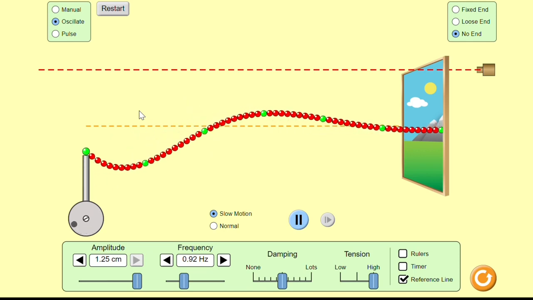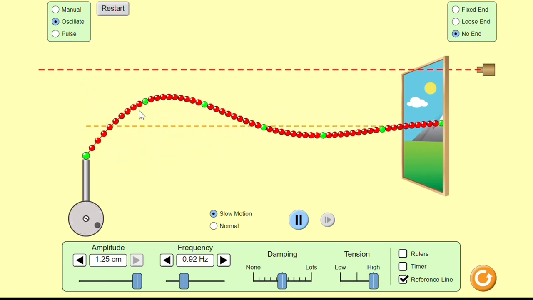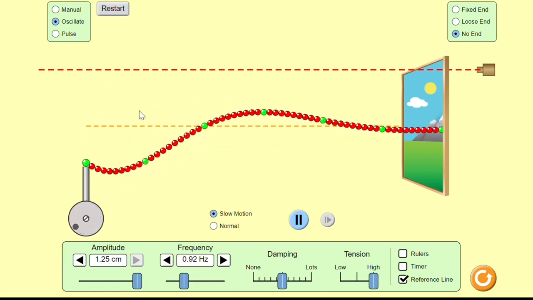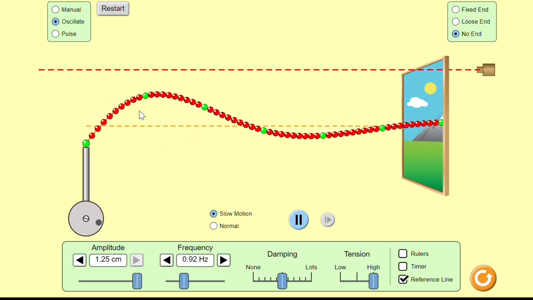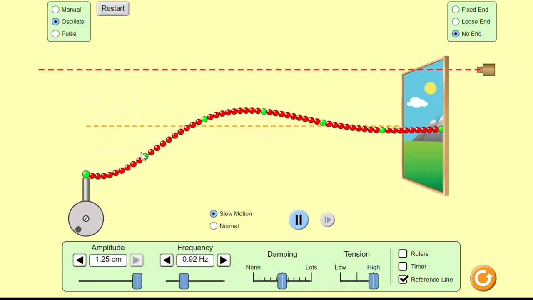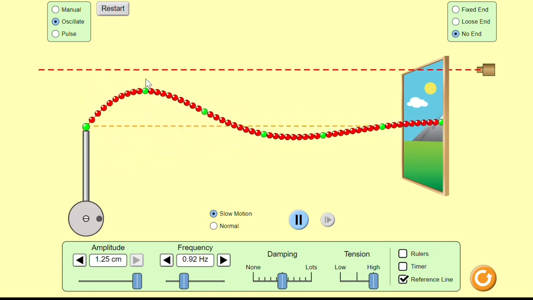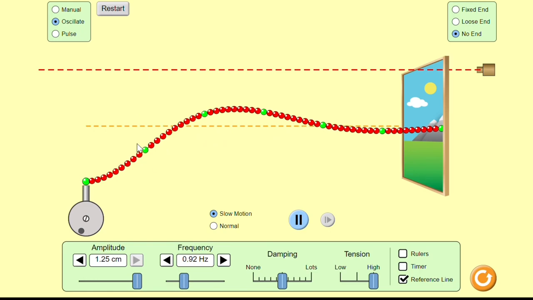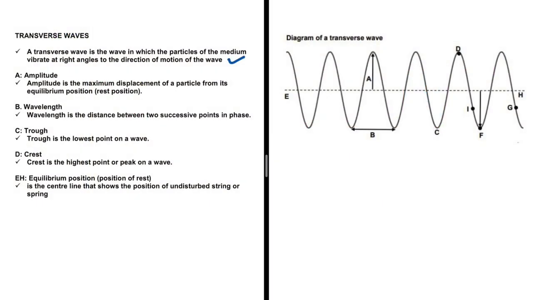So now, not only have we defined a transverse wave, we actually know what it means. We understand the definition. As the wave is moving to the right, the particles are moving at right angles. They're making an angle of 90 degrees to the direction of the motion. They're moving up and down, as we can clearly see. Now that you've seen the simulation, I'm quite convinced that you know exactly what we mean when we say the particles of the medium are vibrating at right angles to the direction of motion of the wave.